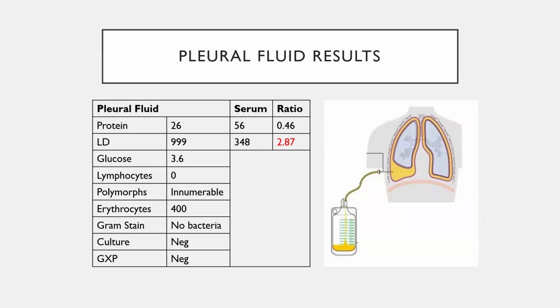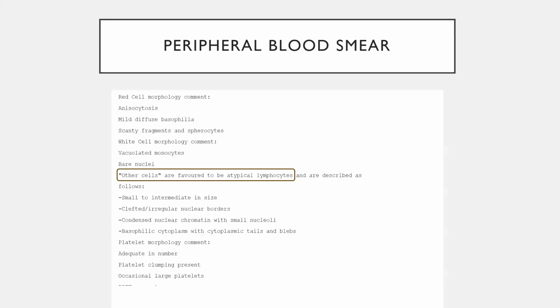So on her pleural fluid results, you can see it was polymorph predominant, innumerable polys. We didn't find anything on the Gram stain and didn't culture anything. And her TB GeneXpert was also negative on the pleural fluid, but it was suggestive of an exudate. So in terms of the peripheral blood smear, we got hematology to have a look, and those 11% of other cells that we saw were actually described as atypical lymphocytes with intermediate sizes and irregular nuclear bodies, highly suspicious for a hematological malignancy.